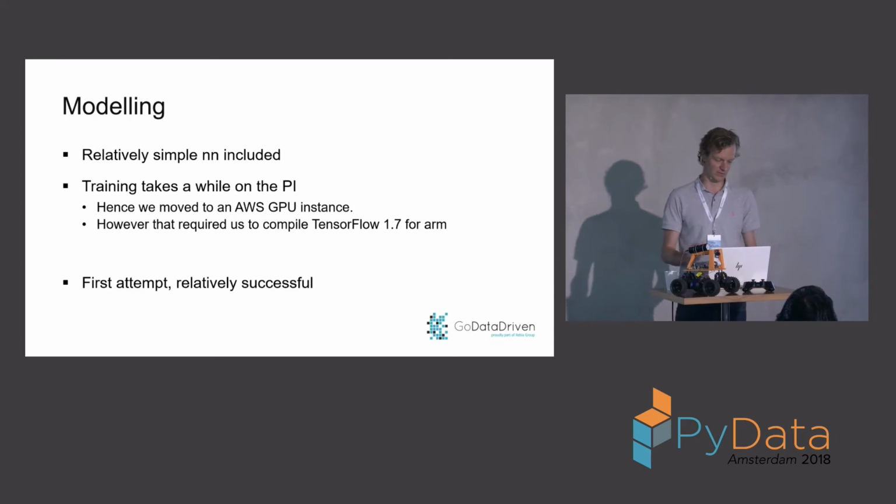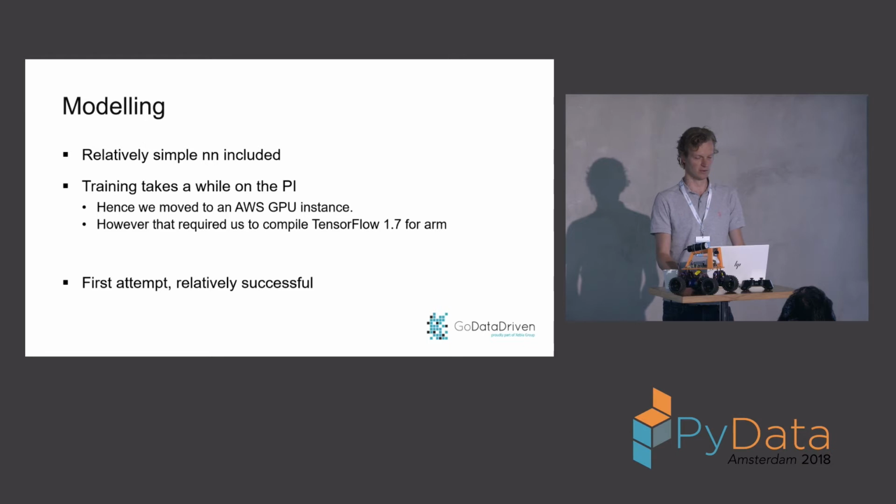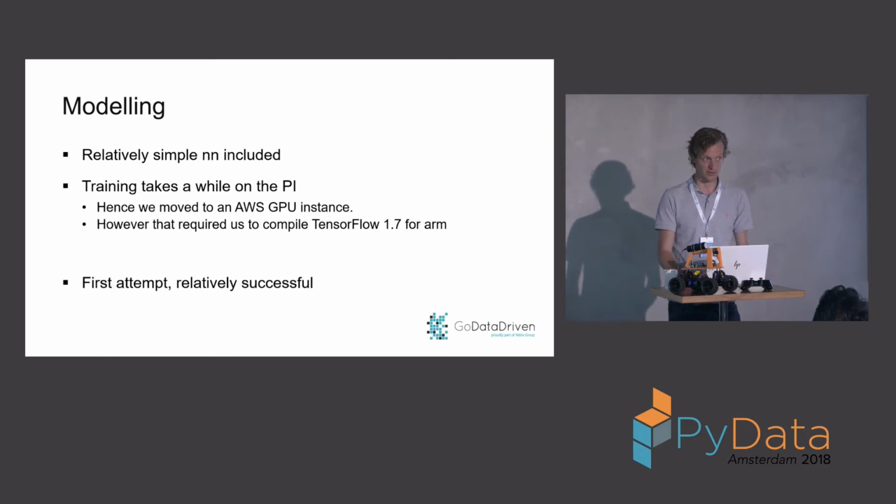It's pretty trivial, and by default it uses really low resolution images, so 160 by 120 pixels. I think it's mostly due to the compute power you have on the Raspberry Pi, because you have to do inference basically on the Pi. Training takes a while on the Pi, so we actually used the AWS GPU instance, but obviously that came with a newer TensorFlow. We had to recompile TensorFlow for ARM to get it running on the Pi again.